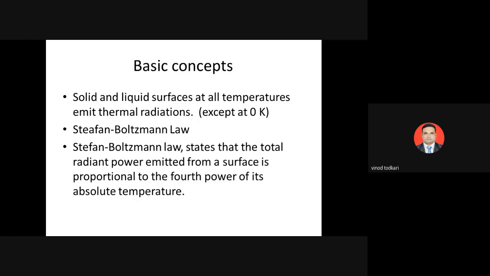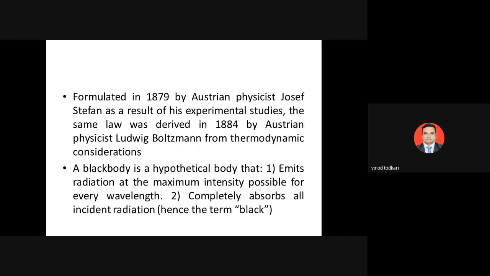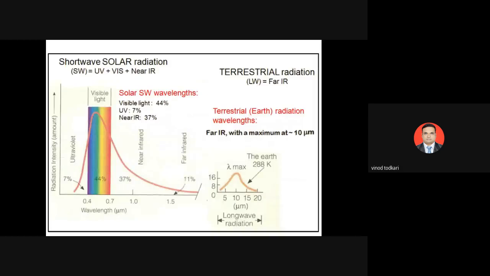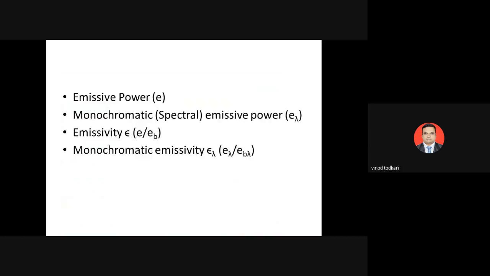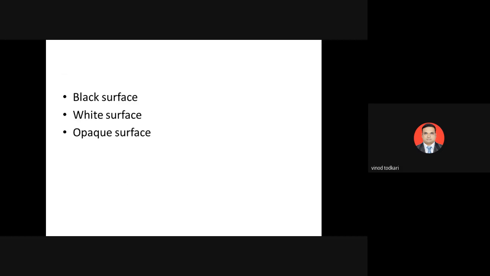We have seen some of the basic laws, like Stefan Boltzmann's law, which states that the emissive power of a perfectly black body is directly proportional to the fourth power of its absolute temperature. This is the Stefan Boltzmann constant, which is 5.67 into 10 to the power minus 8. I will not go into details of all these things. We have seen the concepts of absorptivity, transmittivity, emissivity, reflectivity. We have seen what is a black surface, white surface, opaque surface.